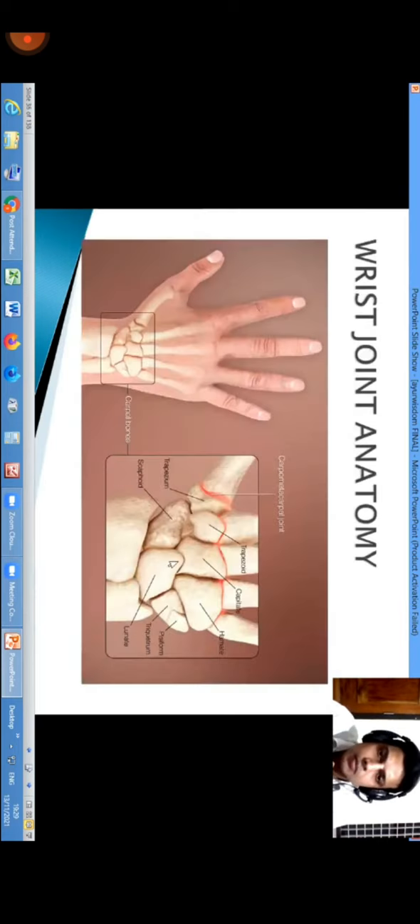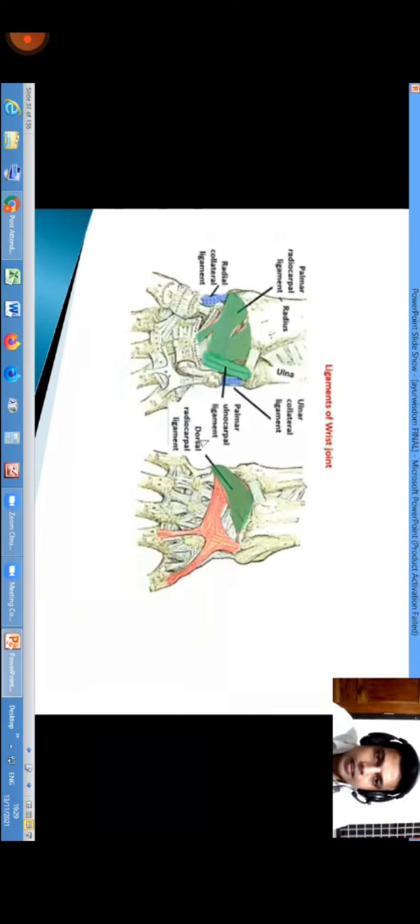Then coming to the wrist joint. Wrist joint anatomy: the importance of the wrist joint is that there are 8 carpal bones. Carpal bones we can see in this picture: scaphoid, lunate, triquetral and small pisiform here. Then trapezium, trapezoid, capitate and hamate. Then coming to the ligaments of the joint, we can see the radial collateral ligament, that is a lateral ligament, and the medial collateral ligament or ulnar collateral ligament, and radiocarpal ligaments. There are several radiocarpal ligaments.